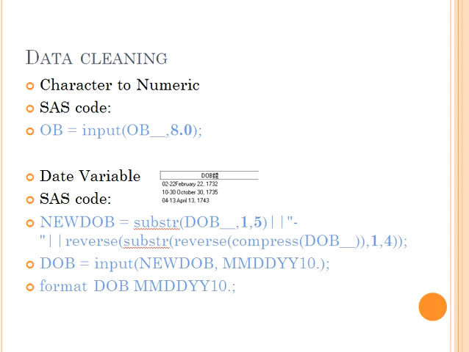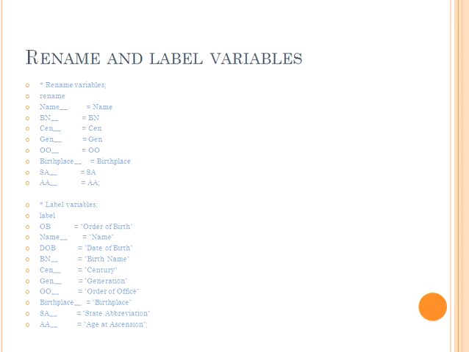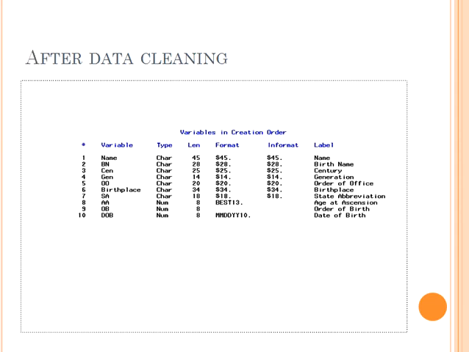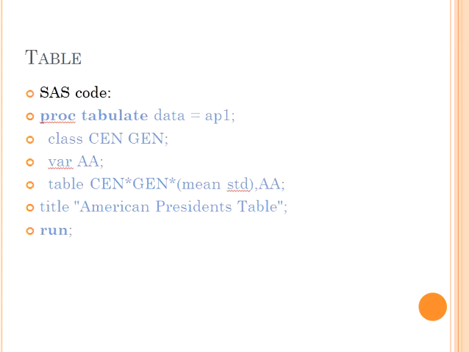And then I formatted this new variable. So right now, this date variable is in the correct format. At last, I renamed and labeled all the variables in the dataset. Let's check the dataset again. So after data cleaning, we can see that the dataset looks very neat. Let's move on to the next step.